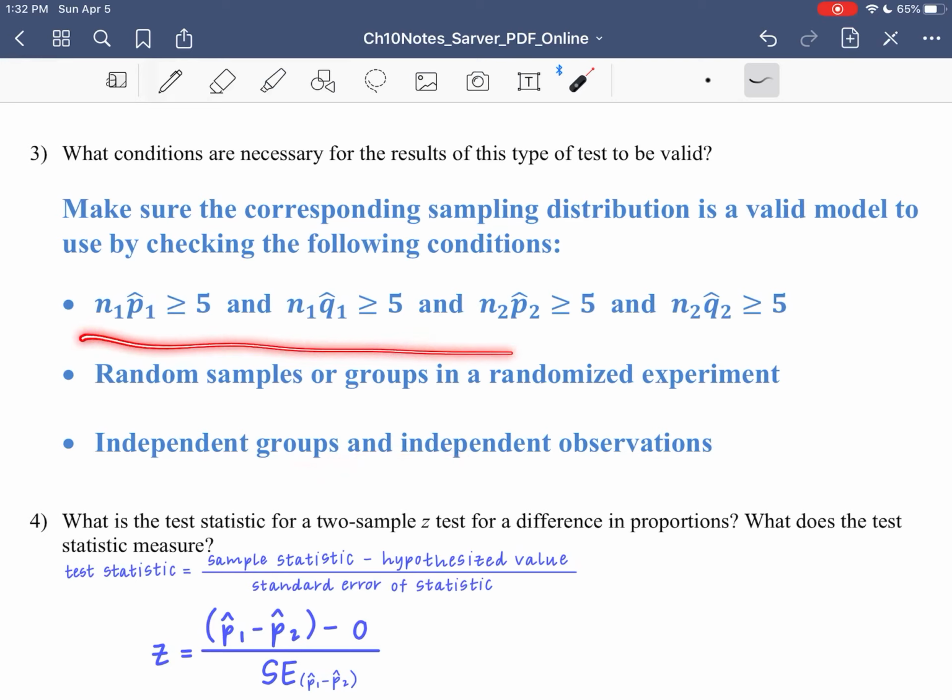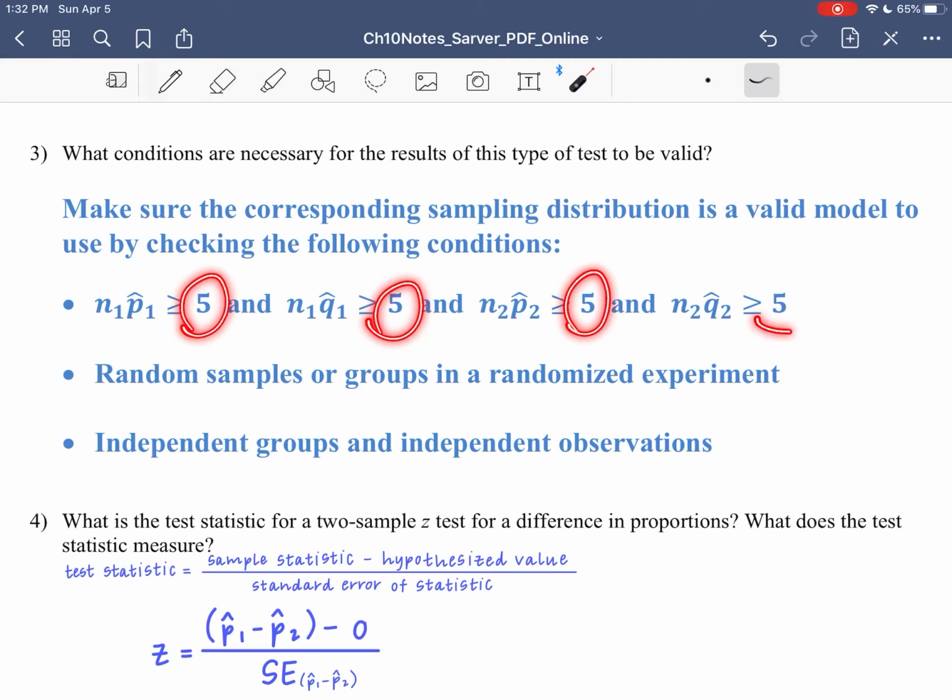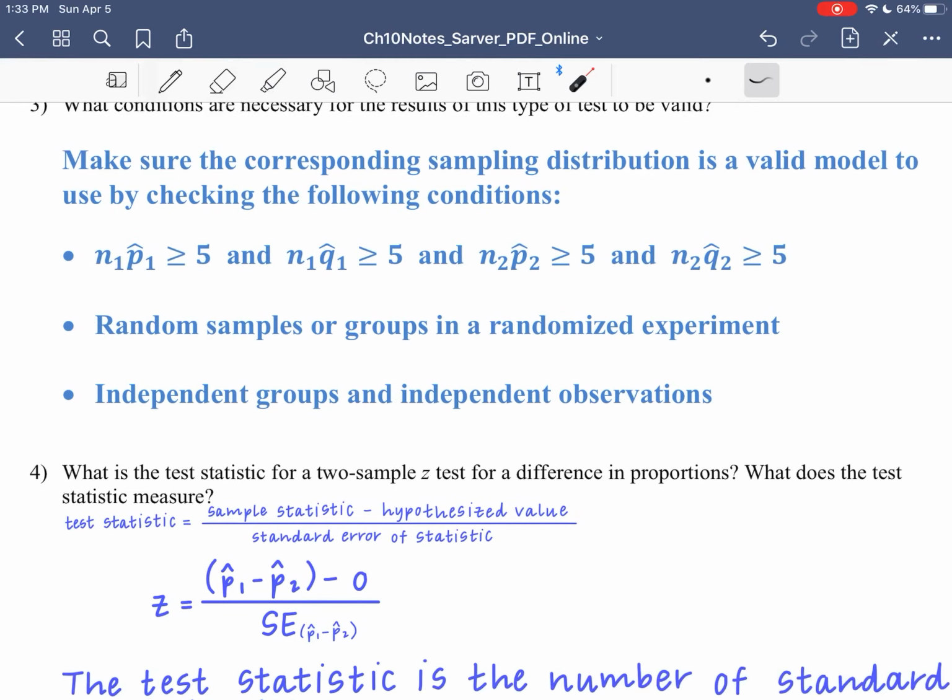We still have something along the lines of n times p hat and n times 1 minus p hat. But here, our number is smaller, and we have to check it for all of those values. So n times p hat for the first population, n times p hat for the second, and then n times q hat, and then n times q hat for each of those populations as well, or each of those samples, I should say. We are using the sample proportion here. So you just want to make sure you check that for both populations or both groups.